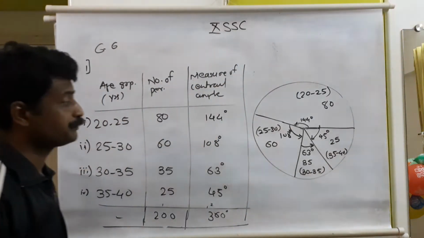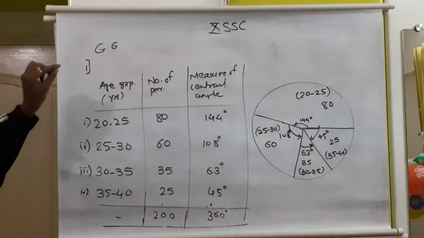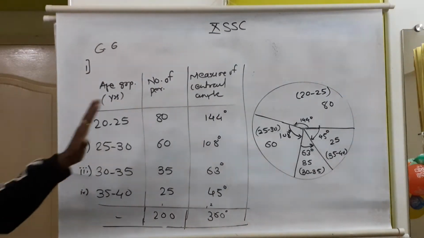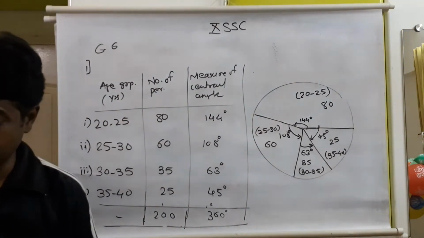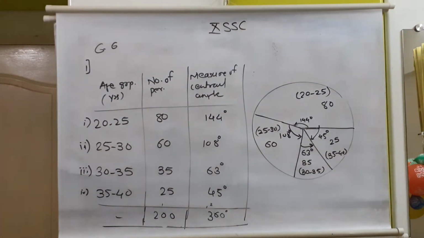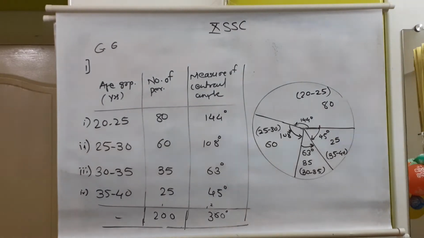So in this way we can show 6.6 question number 1: the number of people who donated blood as per their age group. The total number of people was 200. We converted that into central angles, and with the help of the central angles we drew the pie diagram. So this is all about 6.6 question number 1.